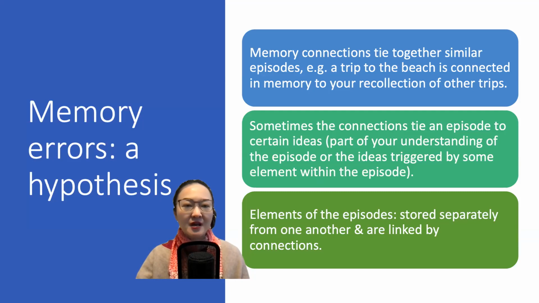Memory errors, a hypothesis. Memory connections tie together similar episodes. For example, a trip to the beach is connected in memory to your recollection of other trips. Sometimes the connections tie an episode to certain ideas, part of your understanding of the episode, or the ideas triggered by some element within the episode.